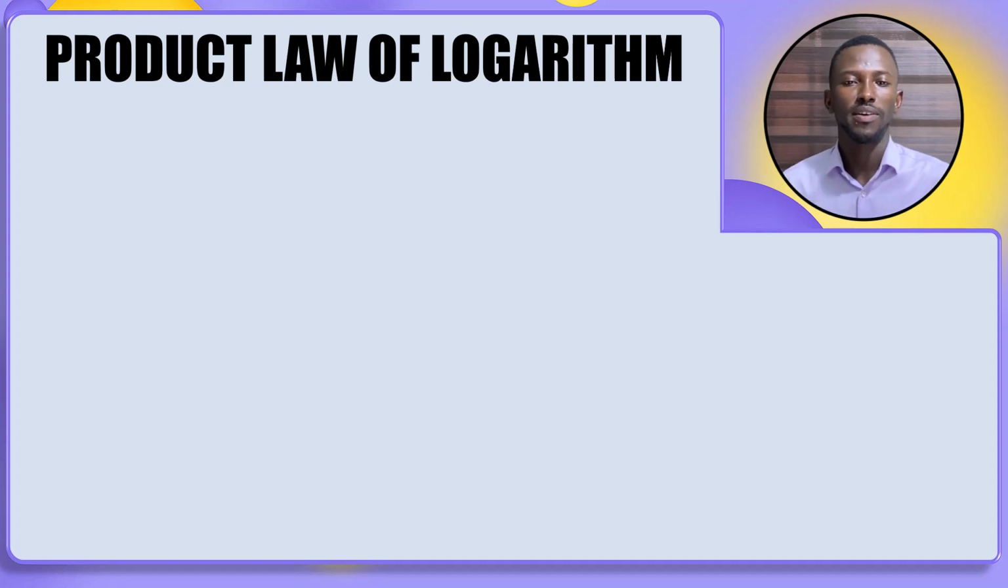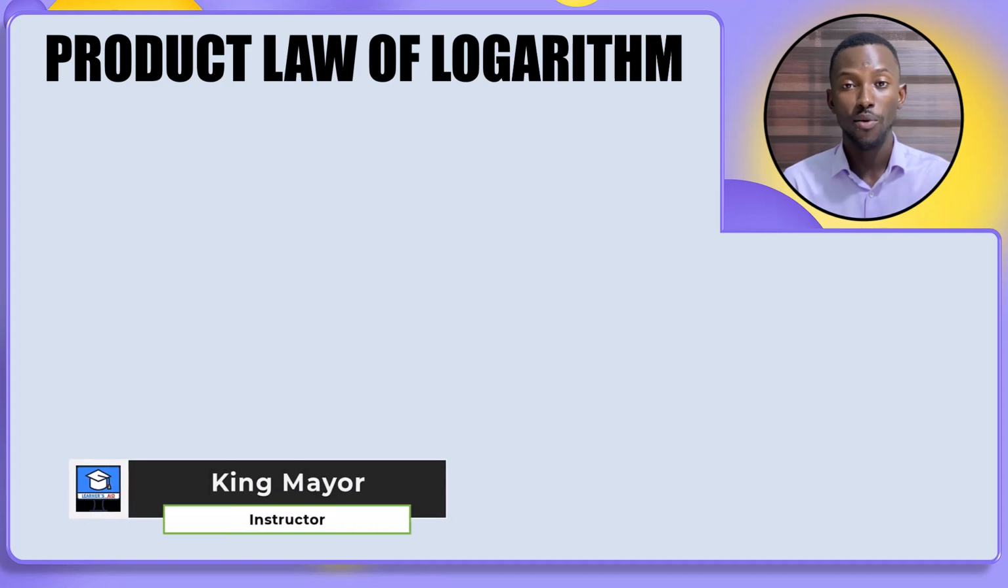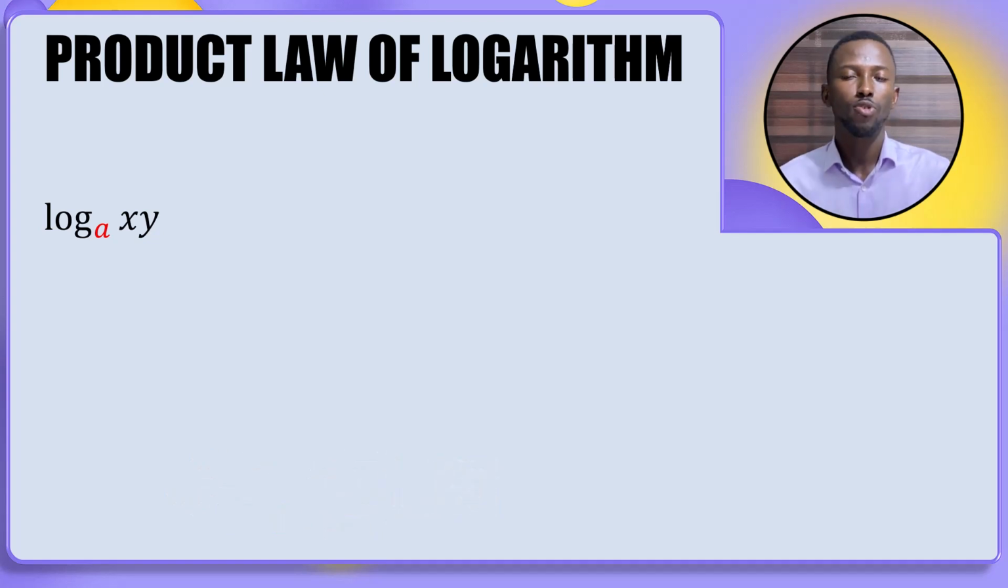The first law of logarithm that we'll be considering is known as the product law of logarithm. So we have something in the form of log base a of xy. So we have a log of a certain base. It can be any base. Maybe the base is 3, 5, 10, any base at all, of a product of two numbers.